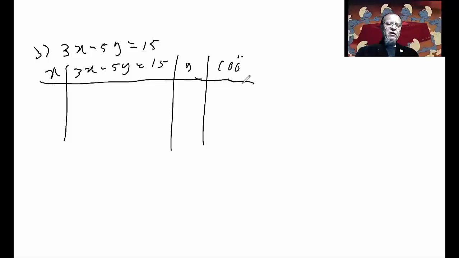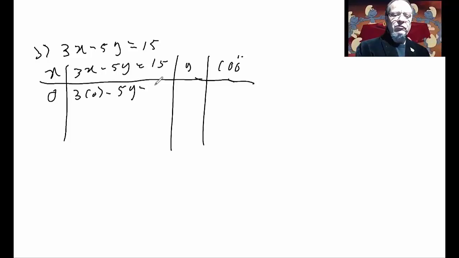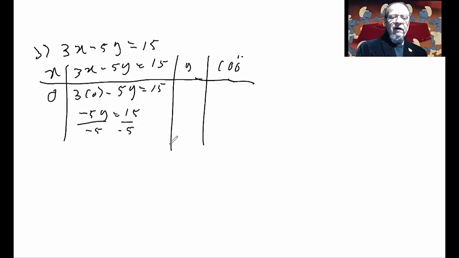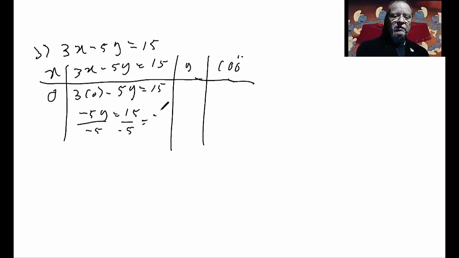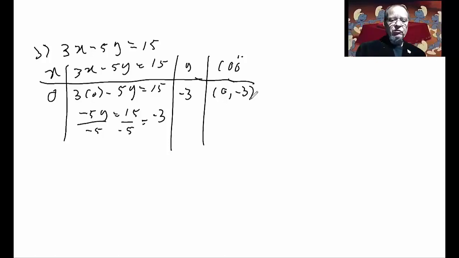So again, let's say x is equal to 0. So that means we have 3 times 0 minus 5y is equal to 15. Well, 3 times 0 is 0, so we have minus 5y is equal to 15. Divide by negative 5, divide by negative 5, and that will give us negative 3. So that's 0, negative 3. Now I will set y is equal to 0.